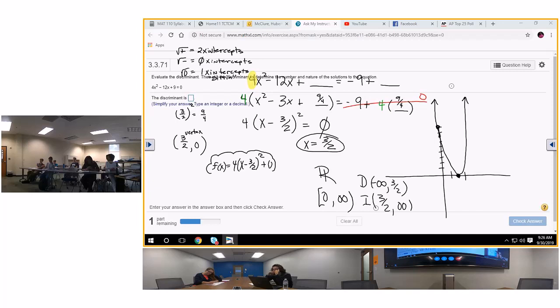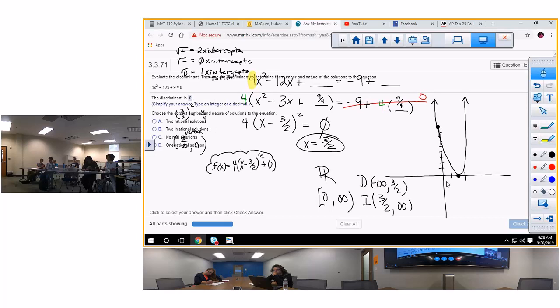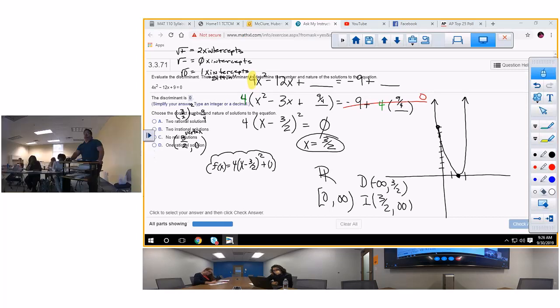Question: do we need to do line of symmetry? Line of symmetry is 3 halves. It's always the x of your vertex. So the discriminant is 0, and that means 1 x-intercept. So which one says no x-intercept, or 1 x-intercept? Which one says that? Delta.